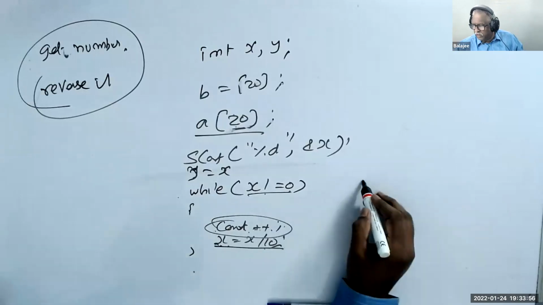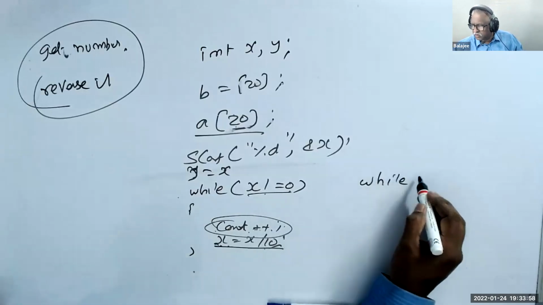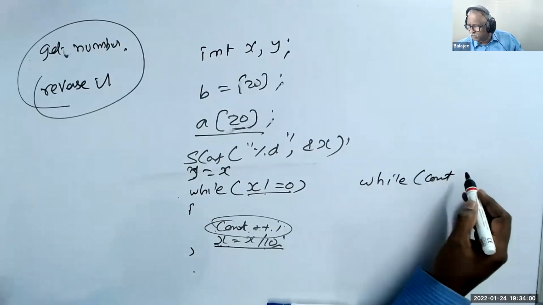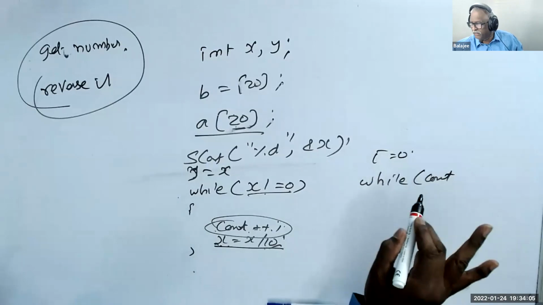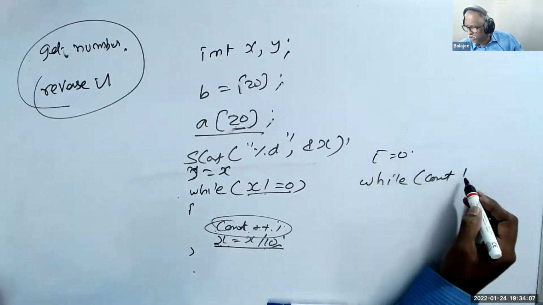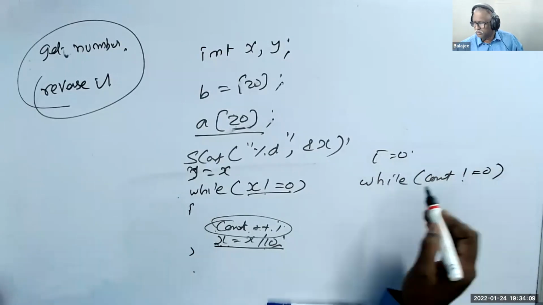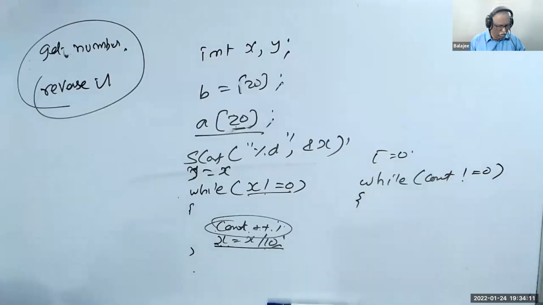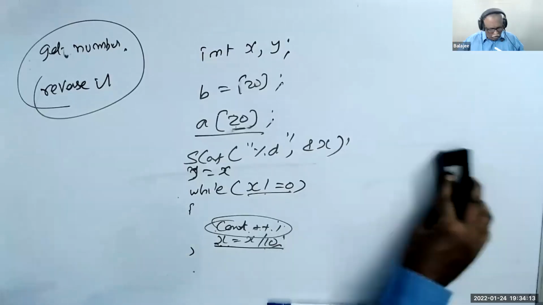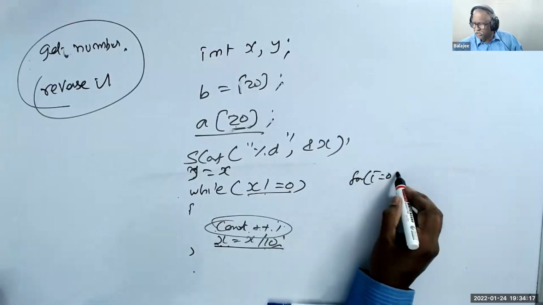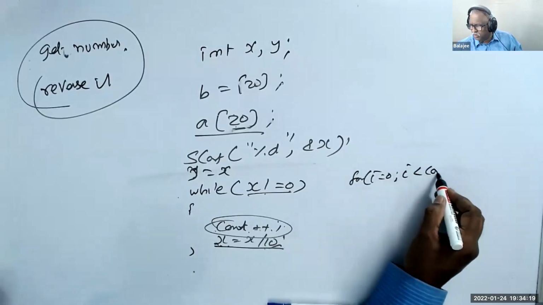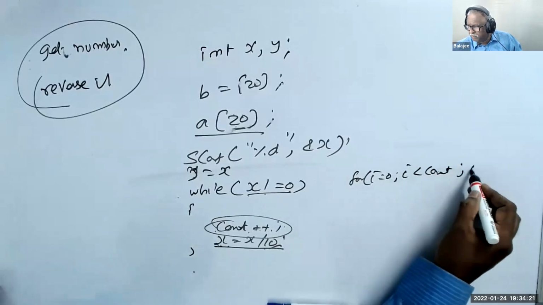Now, what I will do here is, I will do while count, I is equal to 0. Assume. Count, I'm not writing a full program. I'm just giving you an idea. Count not equal to 0. Or I may write a program like this. For I is equal to 0, I less than count, I plus plus.